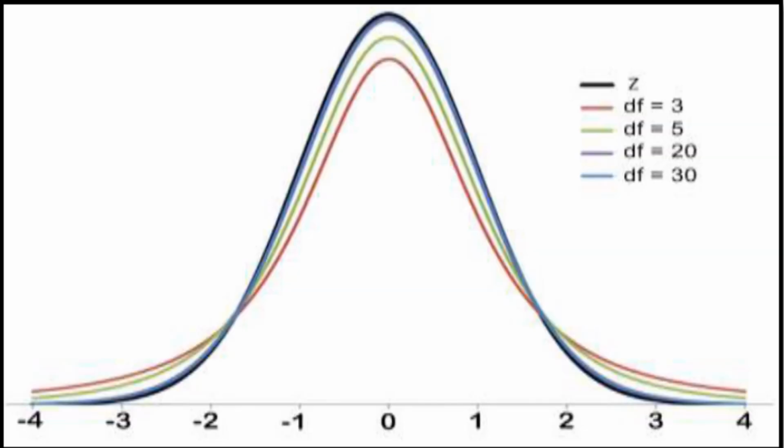So we have here a plot of the standard normal distribution in black, and t-distributions with 3, 5, 20, and 30 degrees of freedom in red, green, violet, and blue respectively. You can see that both the z-distribution and t-distribution are symmetric about 0 and bell shaped. But the t-distribution has heavier tails, or more area in the tails, and lower peaks. The exact shape of the t-distribution depends on the degrees of freedom or the sample size.